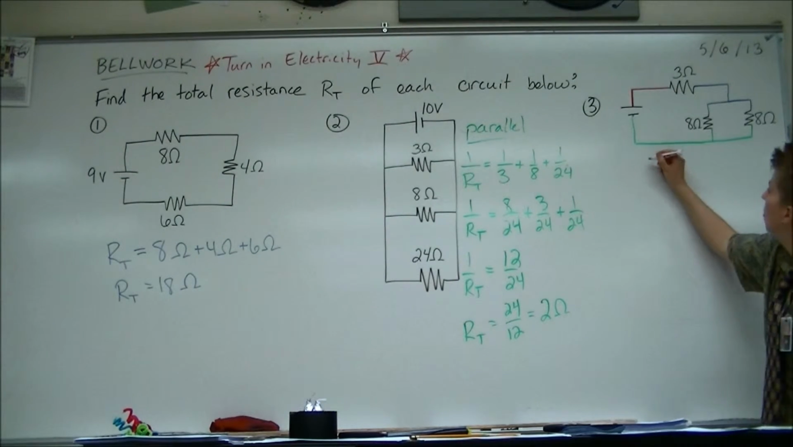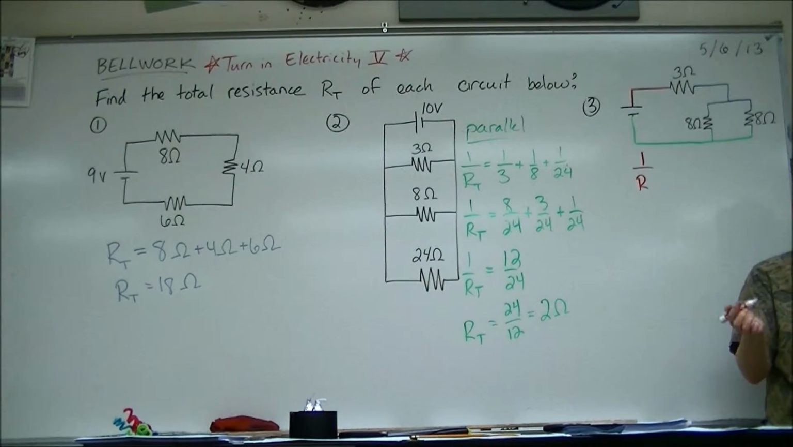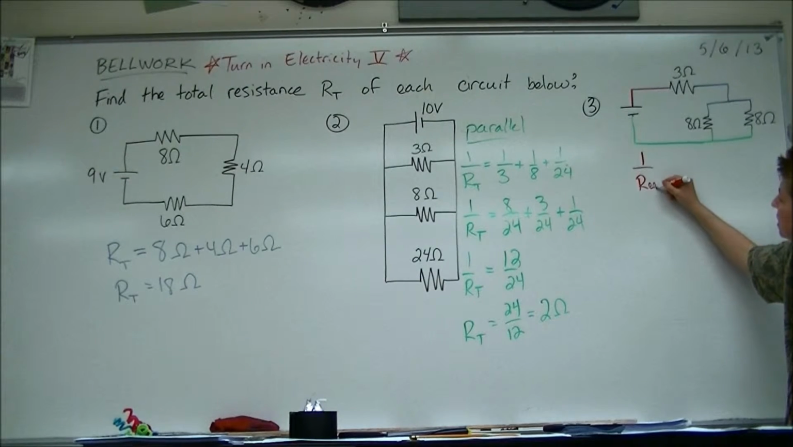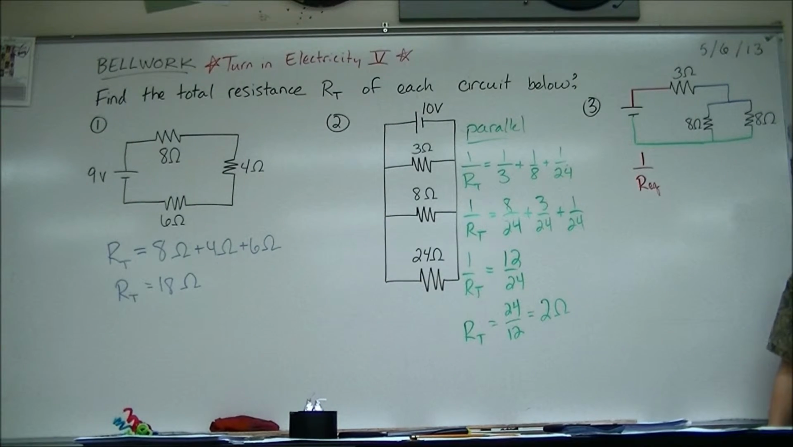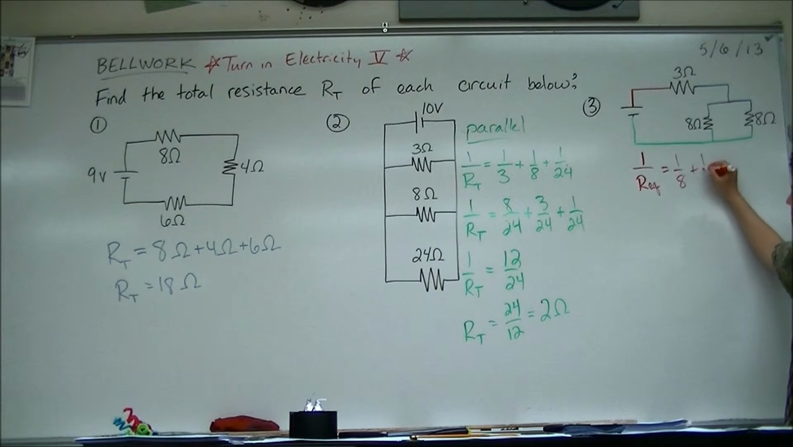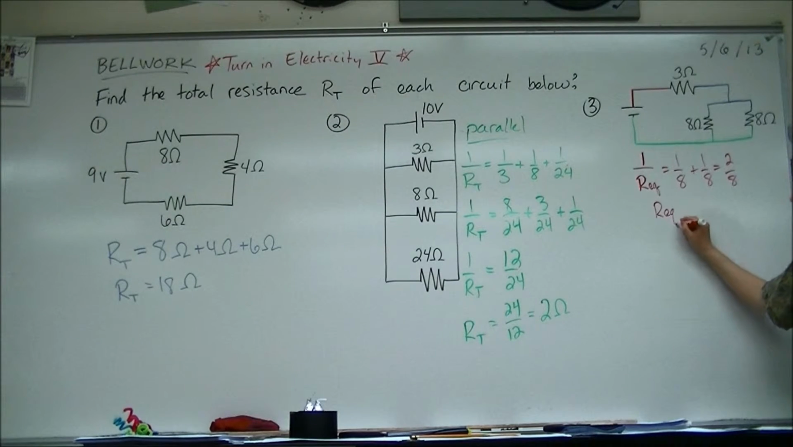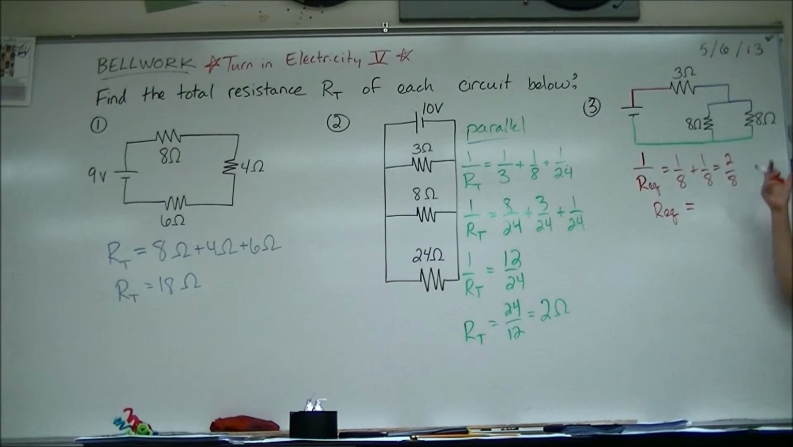In this case, I don't call this total resistance because it's not for the whole circuit. We just call it equivalent resistance because what we're finding is equivalent to the two resistors. So I get 1/8 plus 1/8, which is what? 2/8. So these two 8 ohm resistors are equivalent to one 4 ohm resistor.